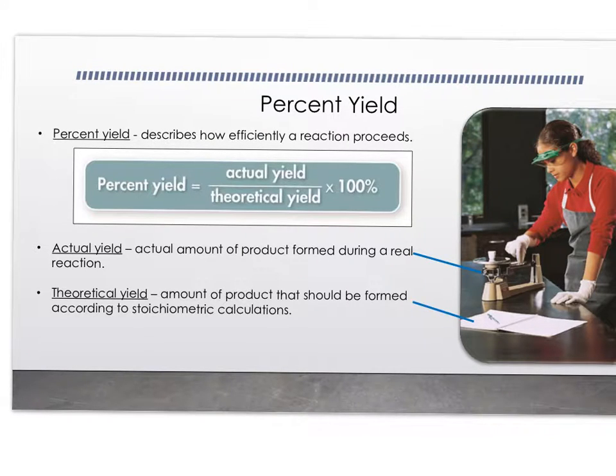So percent yield describes how efficiently a reaction proceeds, and it's based on this equation where percent yield is equal to the actual yield divided by theoretical yield, and we're going to multiply that by 100%. The actual yield is the actual amount produced in a reaction. So this is what you actually do in a lab, and that's going to be based on your laboratory technique. And then your theoretical yield is going to be the amount of product that should theoretically form according to stoichiometric calculations. So your actual yield is going to be based on actually doing the lab, and then your theoretical yield is going to be based on those stoichiometric calculations.